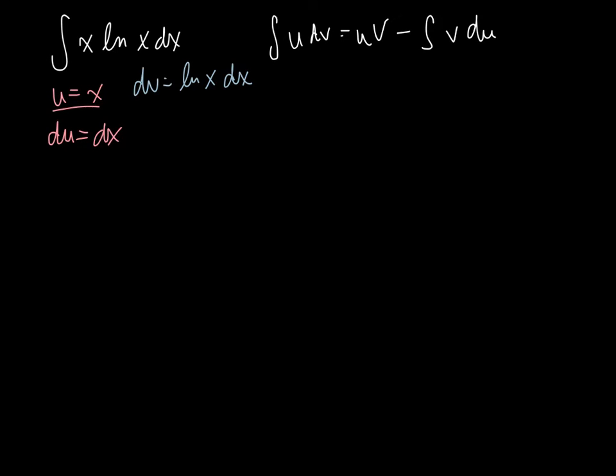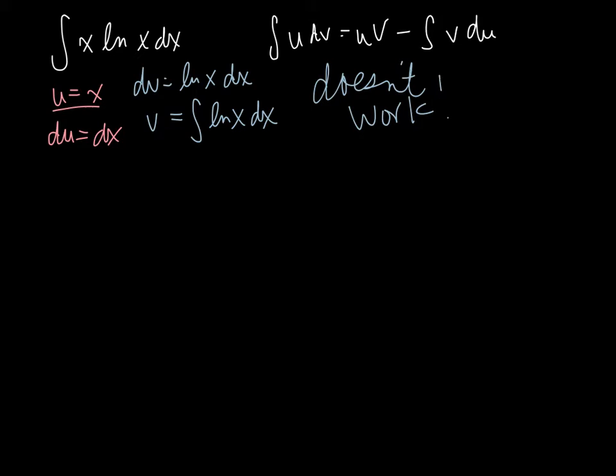And then in my formula I also need v, but I have dv, so that means I need to integrate both sides. So the integral of dv is v, and then I need to find the integral of ln of x dx, which we don't have a formula for. So that means that choice won't work. Well, that's okay. That happens sometimes.